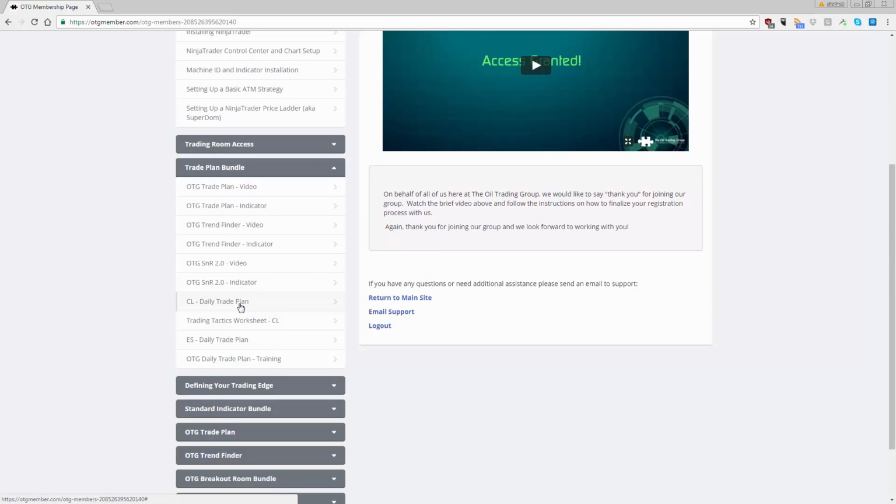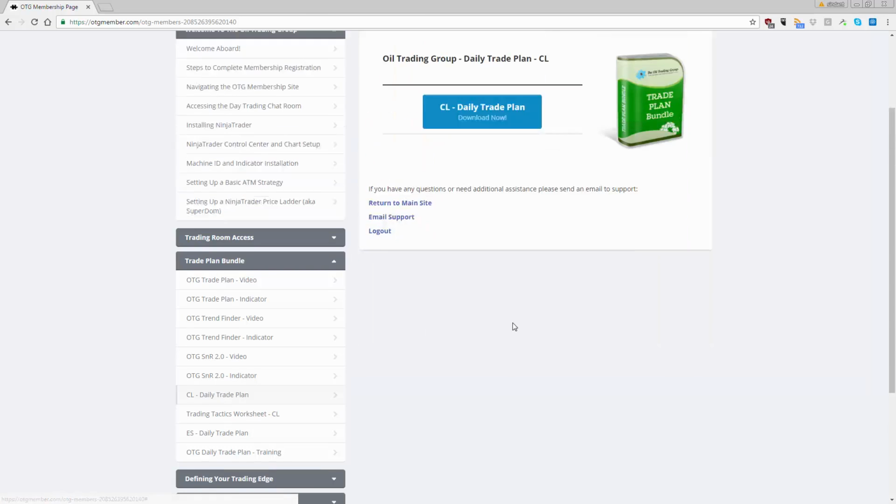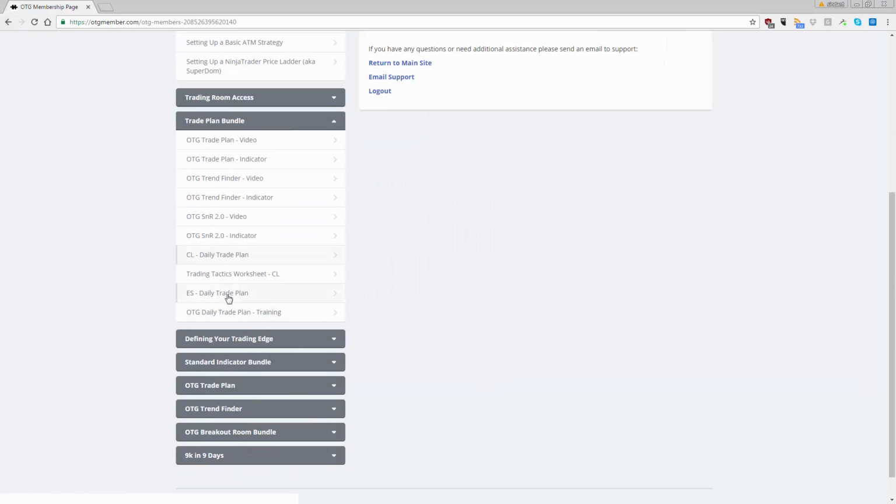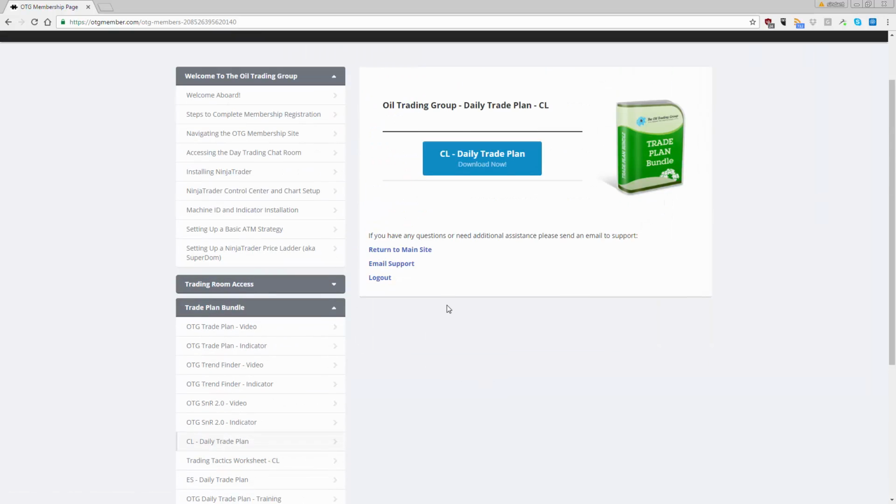Specifically, we're going to talk about the trade plan itself, but as you can see here, there are a few indicators, some videos, etc. There's also a tactics trading worksheet that we're going to talk about in just a few minutes. But let's talk right now about the CL trade plan. We have two trade plans that we offer. We offer the CL and the ES on an everyday basis.